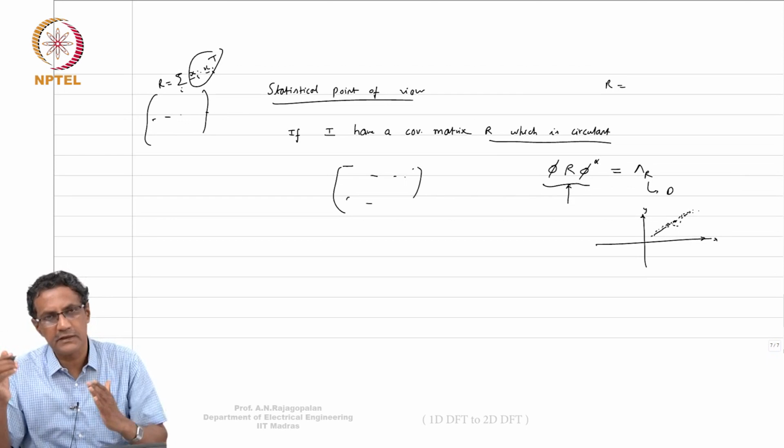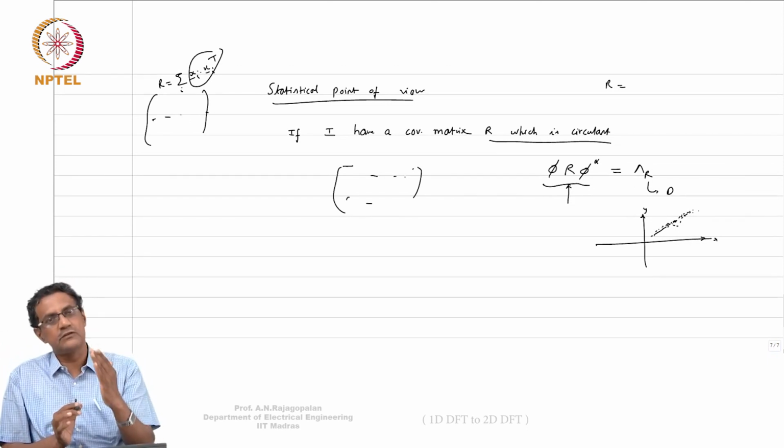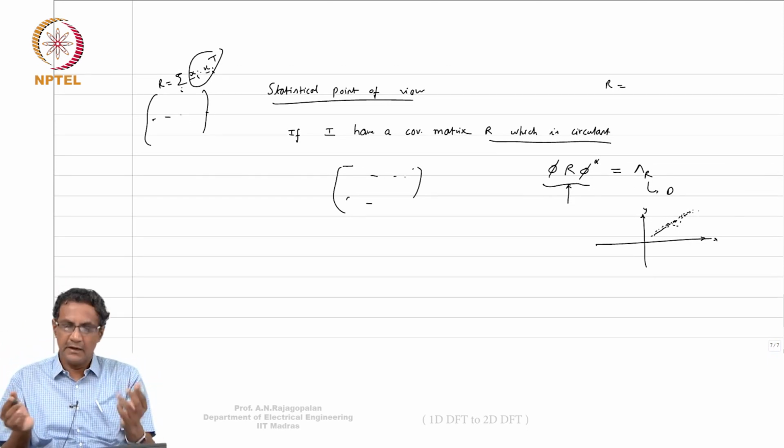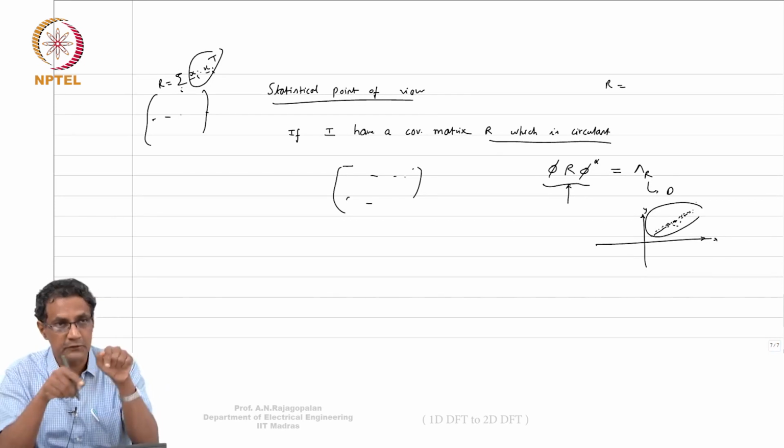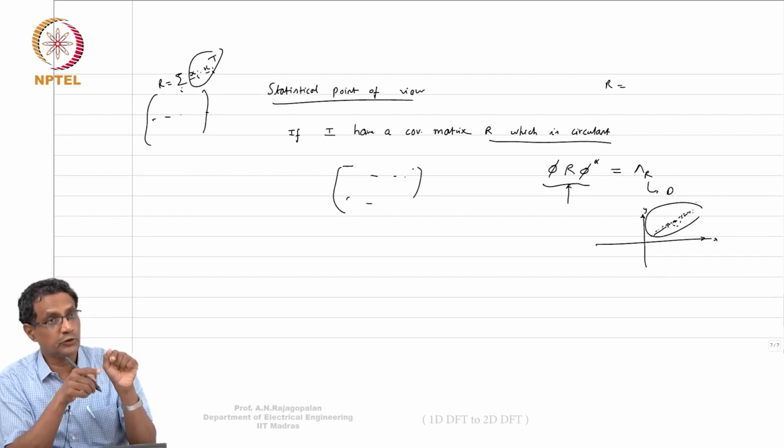Now if you think about this line, it looks like as x increases, y is also increasing. That means there's a correlation. So if you compute a covariance matrix for this, that correlation will show up in R.